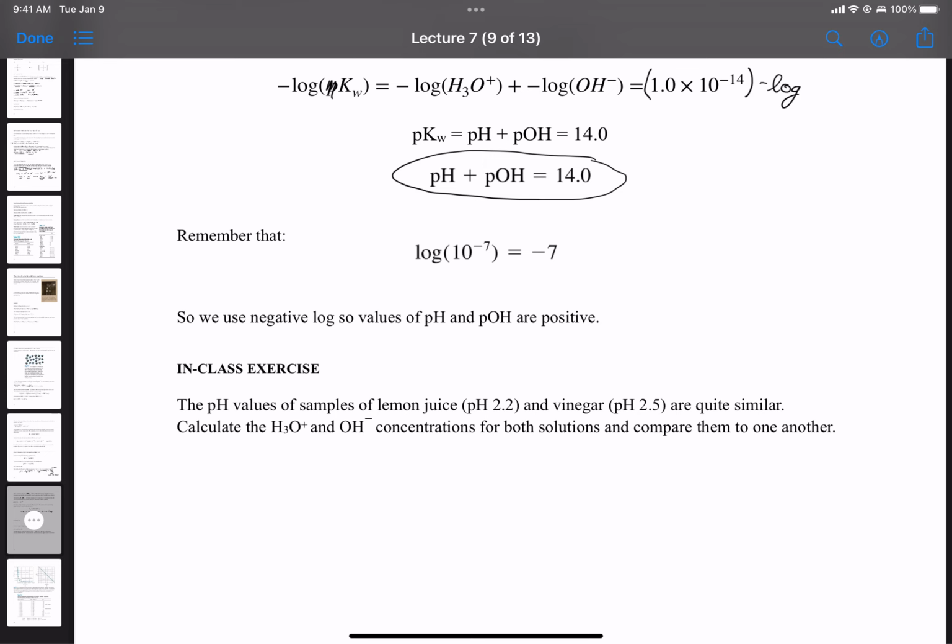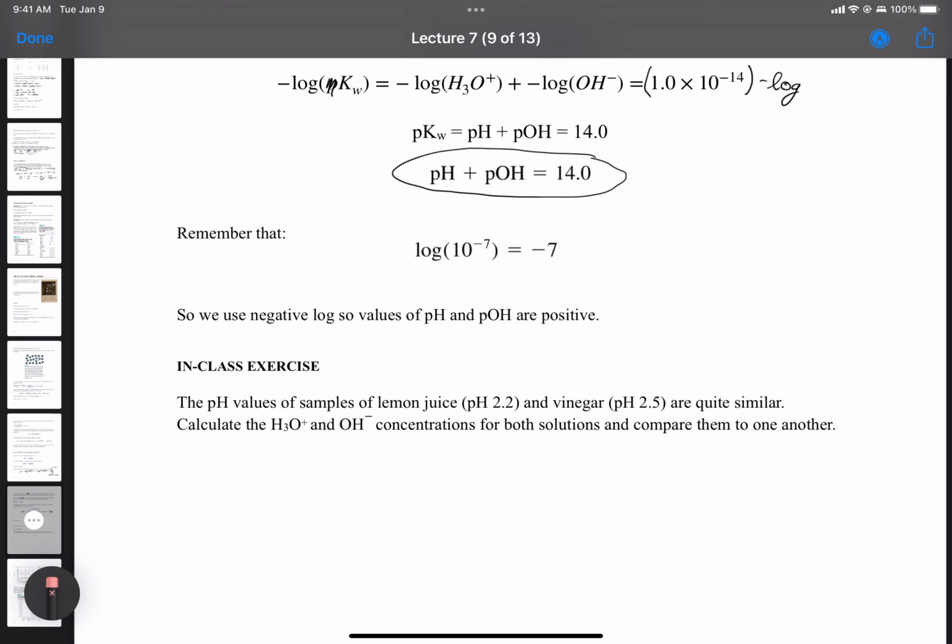Hello, everyone. Okay, now let's wrap up today's lecture by doing some sample calculations of concentrations for H3O+ and OH-. Say we have two pH values for two samples, lemon juice, pH 2.2, and vinegar, and they're quite similar. But we should calculate what the concentrations of each of these solutions are. It might be helpful to know what the concentrations are.